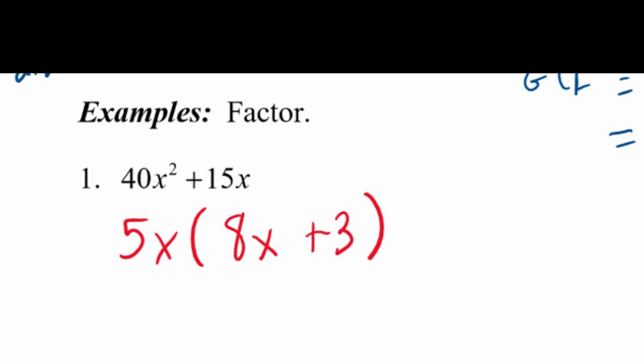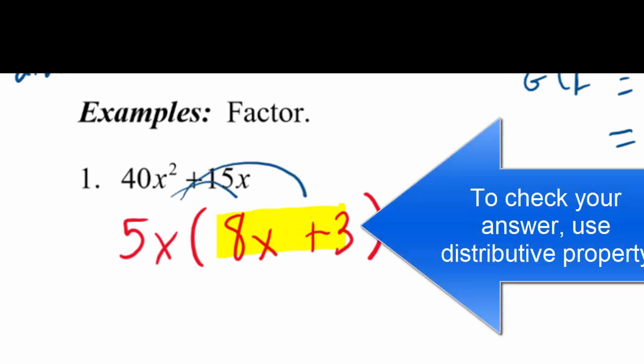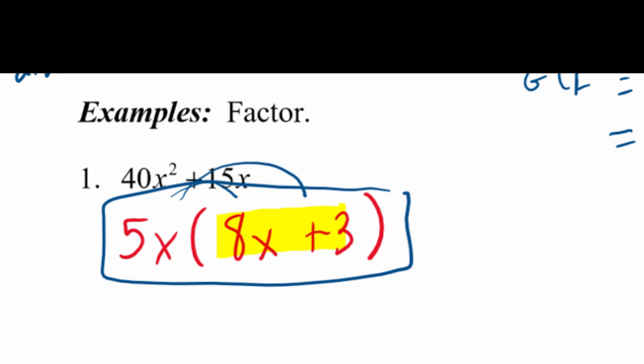I always think, let's look at the answer, the binomial, and make sure we didn't miss any common factors, and 8 and 3 do not have anything in common. The easiest way to check these problems is to go ahead and distribute, and at least do that in your head really quick and just say, okay, does that make sense? Do I get a 40x squared when I multiply 5x times 8x? Yes, I do. Do I get 15x when I multiply 5x times 3? Oh, I do. Okay, so this is my final answer. Okay, let's go to the next one.